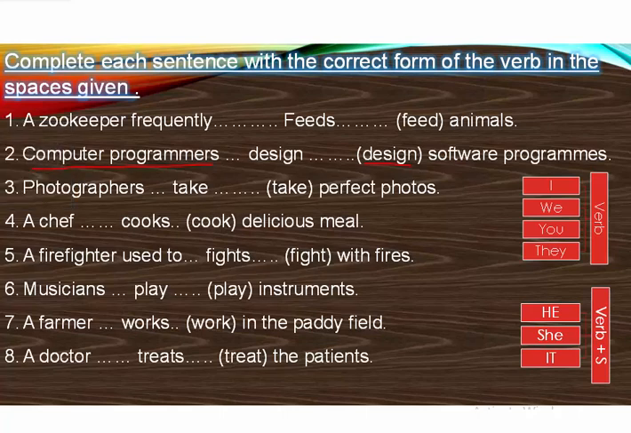See the third one. Photographers. Here is also plural. So we have to use this one. Photographers. The verb simply comes as take. Photographers take perfect photos.